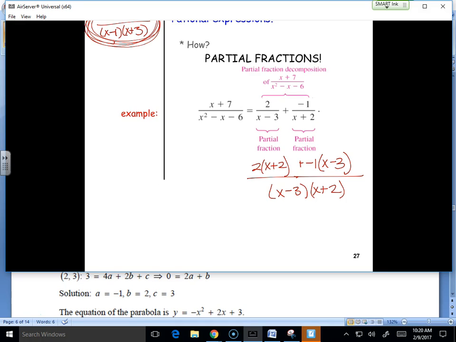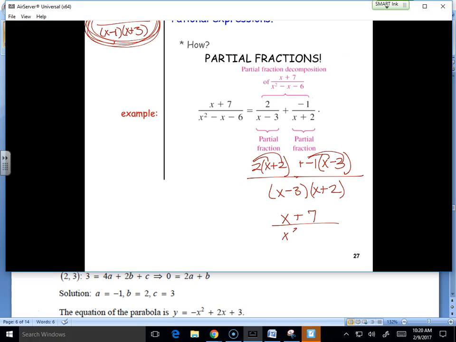Okay. So, how do we finish it off? 2x plus 4 minus x plus 3. 2x minus x is x. 4 plus 3 is 7. Does it work? Wait a minute, but these two don't match. I don't get it.